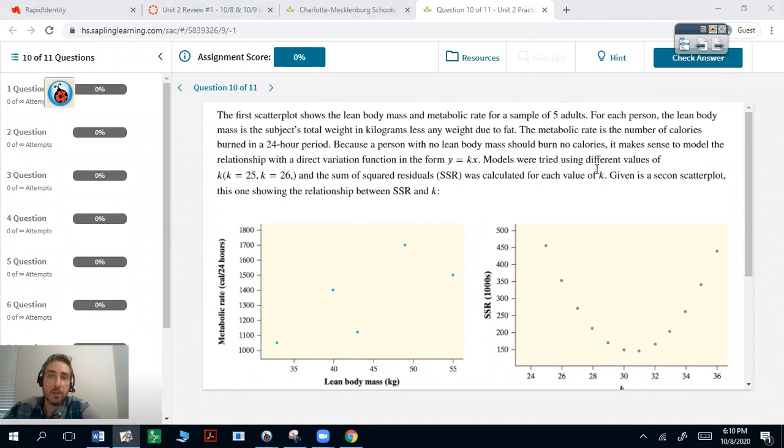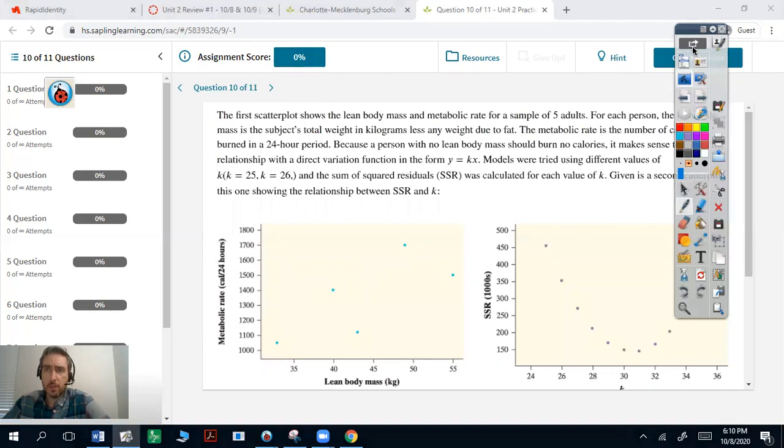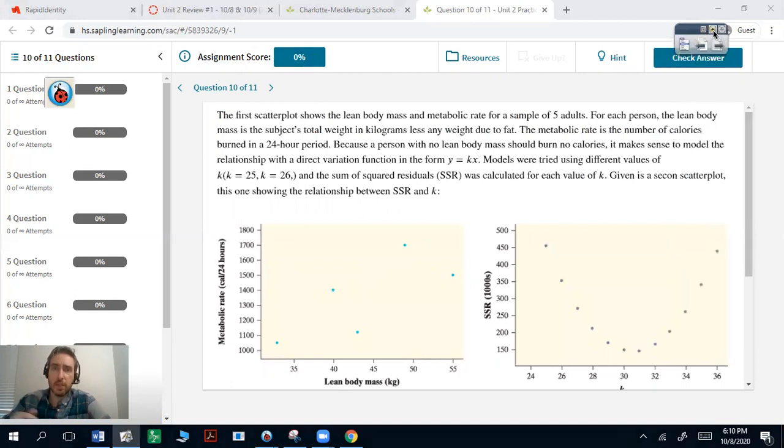Models were tried using different values of k, 25 and 26, and the sum of the squared residuals, SSR, was calculated for each value of k. Given is a second scatter plot, this one showing the relationship between the sum of the squared residuals and k. This was a mouthful, and we don't learn direct variation, but it doesn't matter. That's not the point of this problem. The point of this problem is to get you to read this sentence right here.